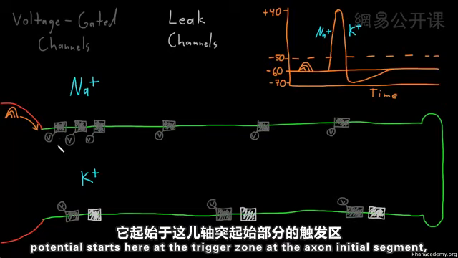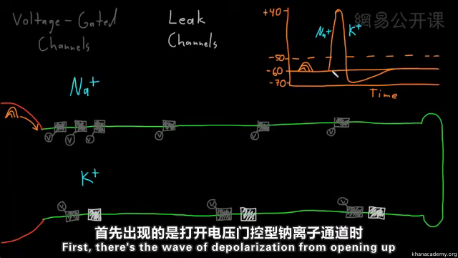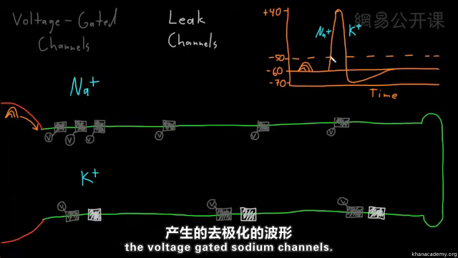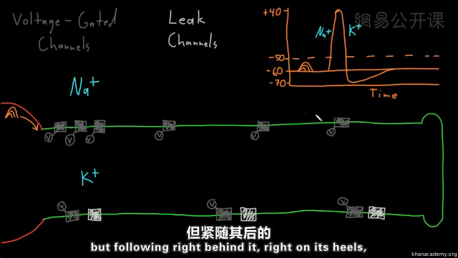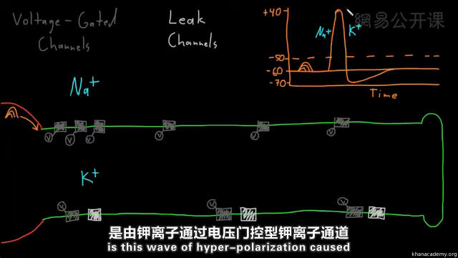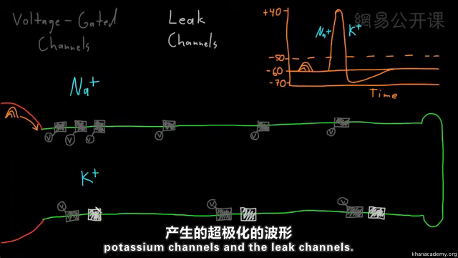This movement of sodium ions and potassium ions across the membrane, causing the waveform of the action potential, starts here at the trigger zone at the axon initial segment, but then rapidly spreads in waves down the axon. First, there's the wave of depolarization from opening of the voltage-gated sodium channels. So a wave of depolarization rapidly spreads down the axon. But following right on its heels is this wave of hyperpolarization caused by potassium exiting through the voltage-gated potassium channels and the leak channels.